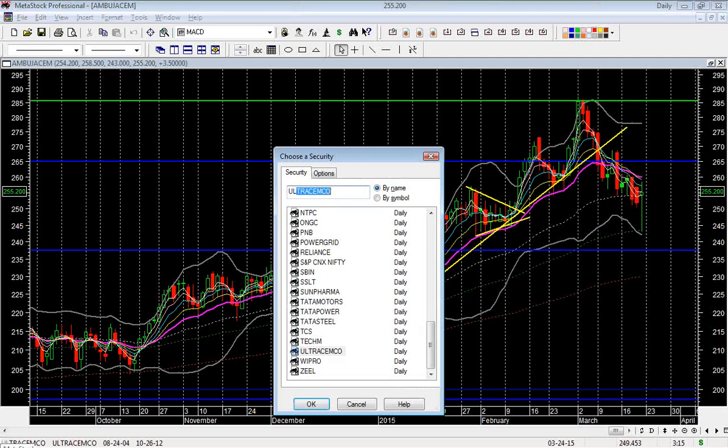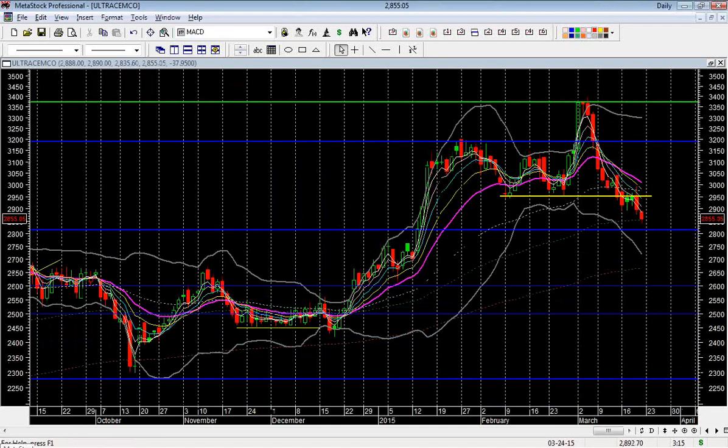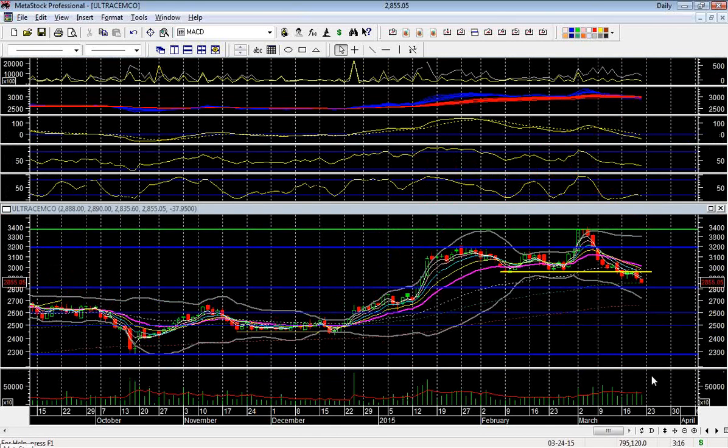Let's have a look at Ultra Tech as we finish the cement pack. So that's really been behaving very differently from Ambuja and ACC for the last several months now. While they were going down, this was going up, and now while those have taken support, this doesn't seem to have taken that much support.